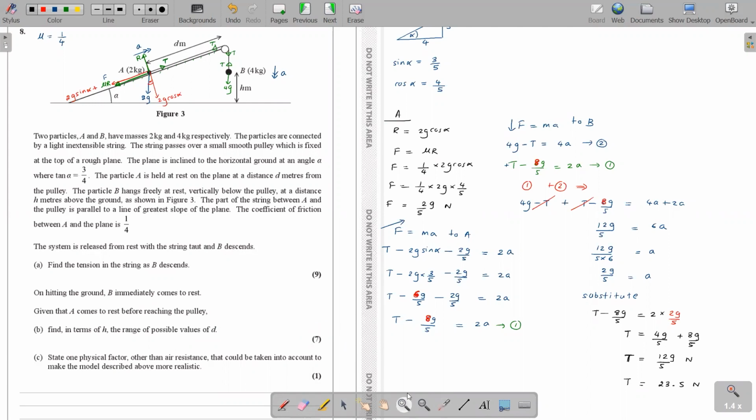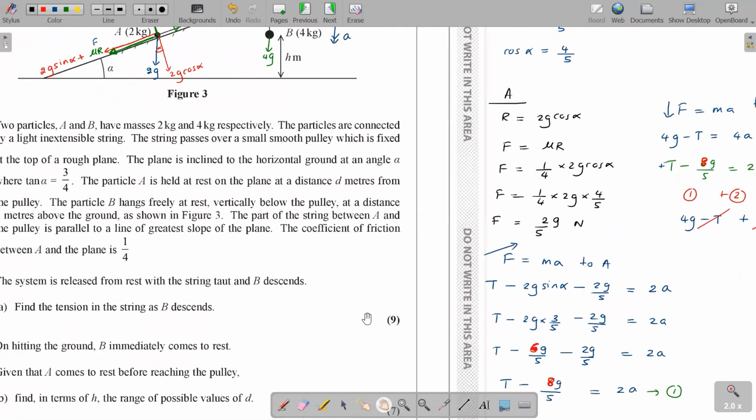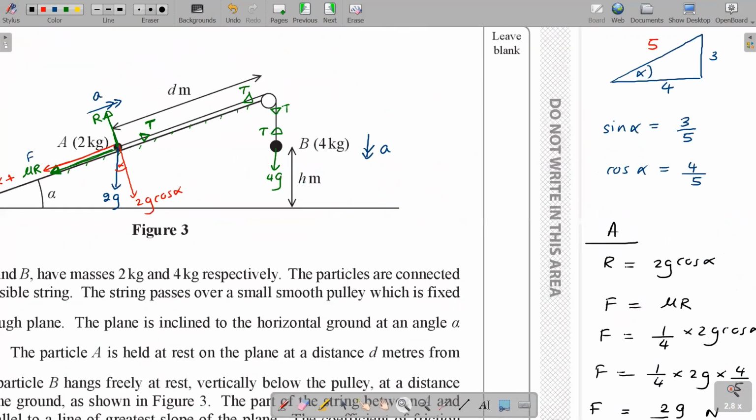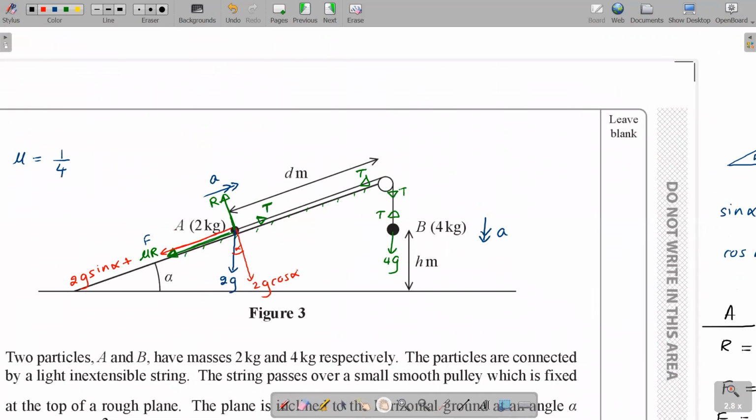First things first, when you are doing this question, there are things you need to realize. The first thing is that B is going to travel a distance h meters and hit the ground. Until it travels this distance h, there is no issue. Particle B will keep accelerating down, particle A will keep accelerating up in this manner. Shall I erase these forces? Okay, I will erase these forces now.